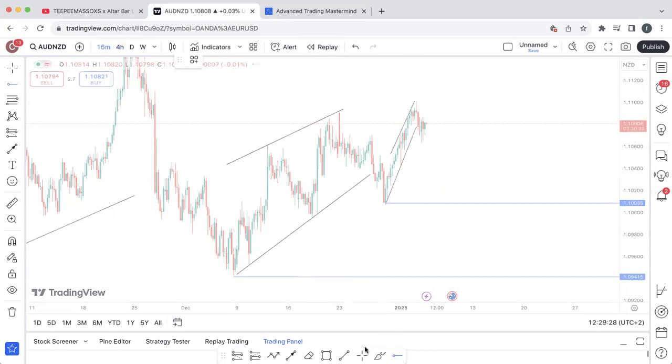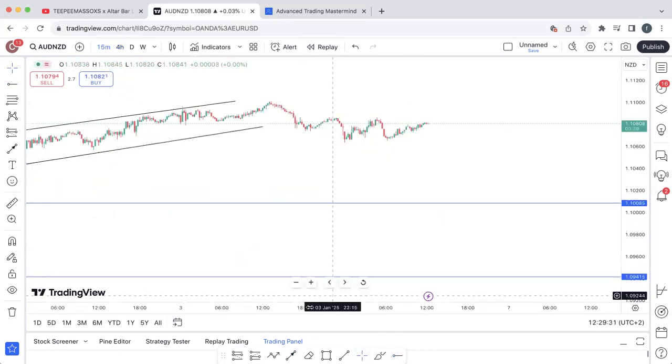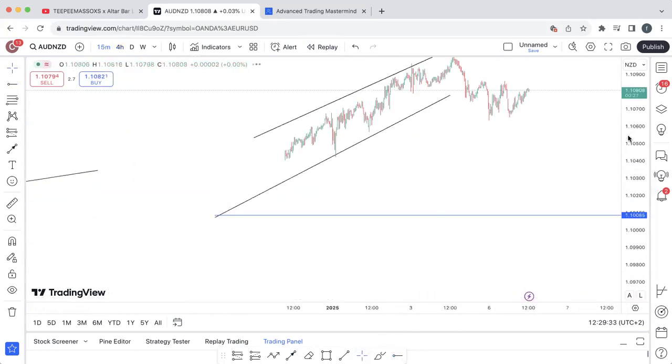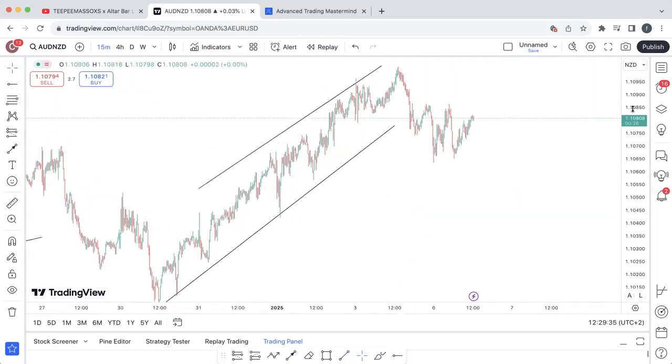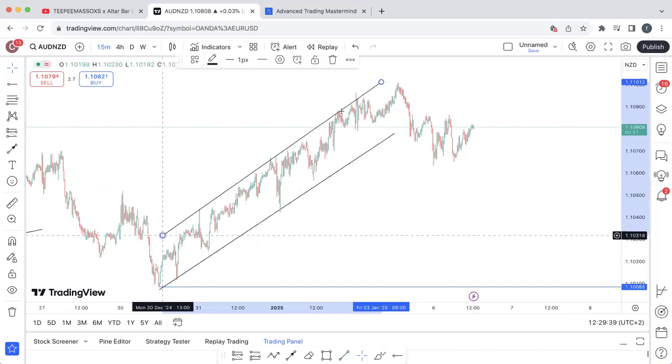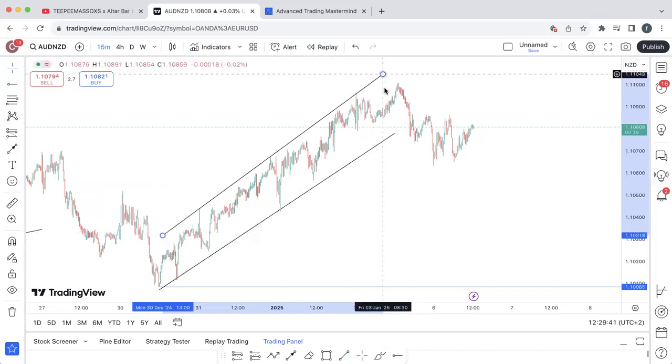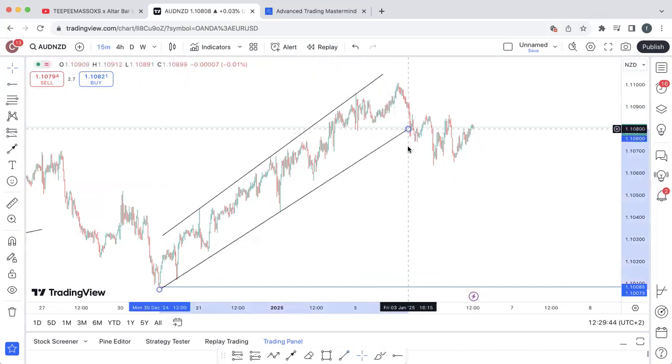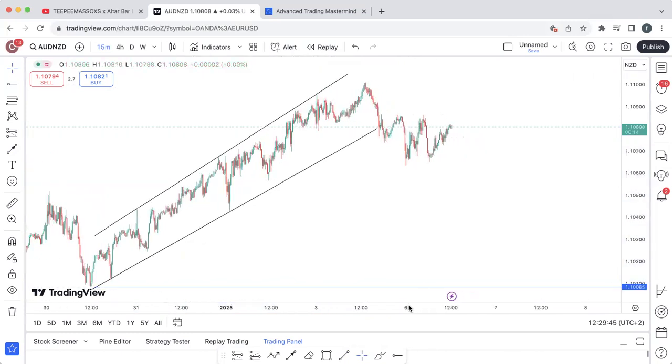So now in terms of our entry, what are we looking for? We're looking for a continuation pattern to the downside. So we can draw that impulsive wave. This is acting as our bigger structure. Now in terms of our entry, this is how we're looking to execute.